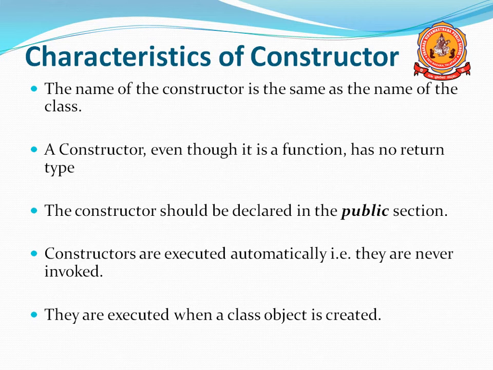A constructor, even though it is a function, has no return type. Remember the second point: the constructor is a function, and a function normally has a return type. But a constructor does not have any return type, not even void. In the case of functions, if we are not returning any data, we give void, meaning an empty return type. But in the case of constructors, even void is not required.